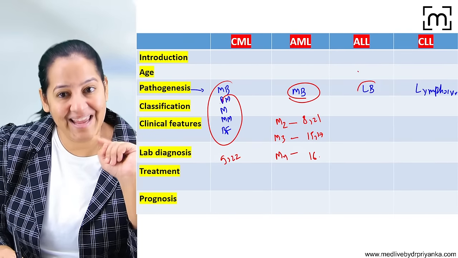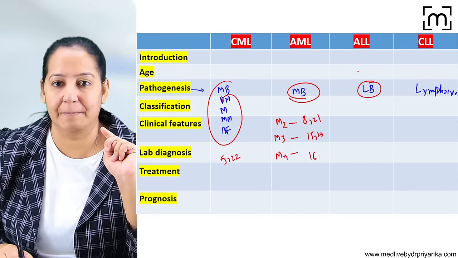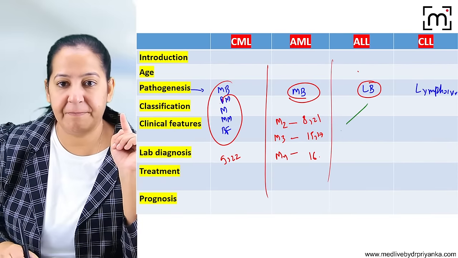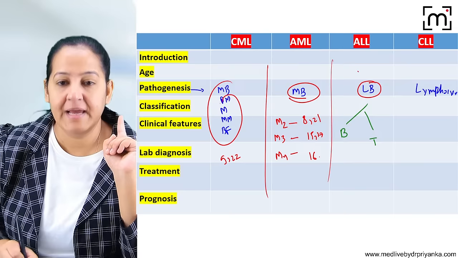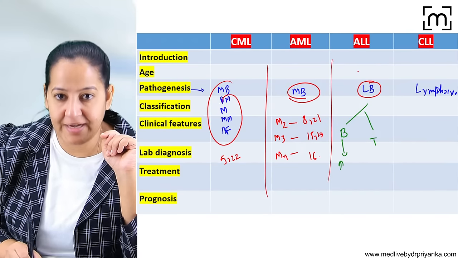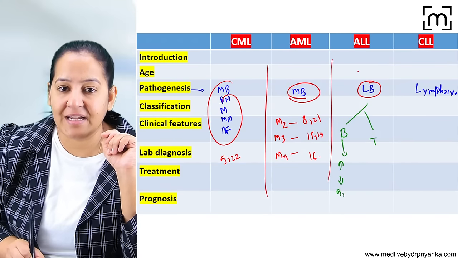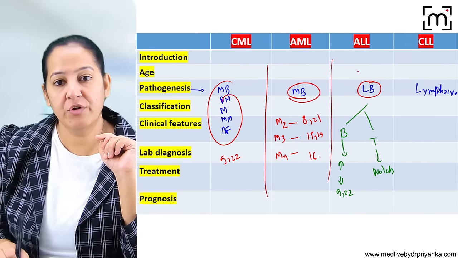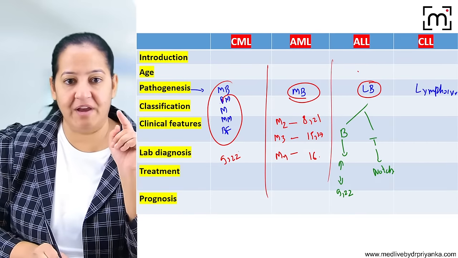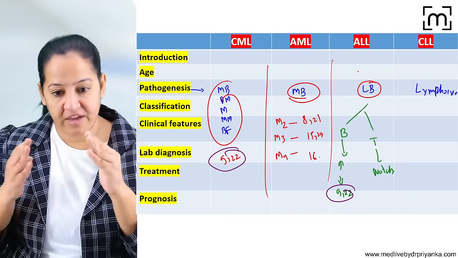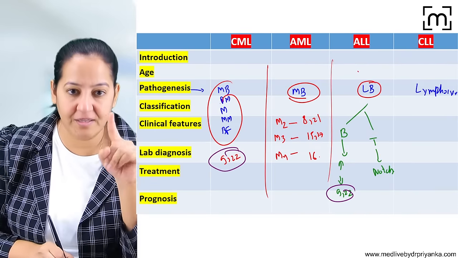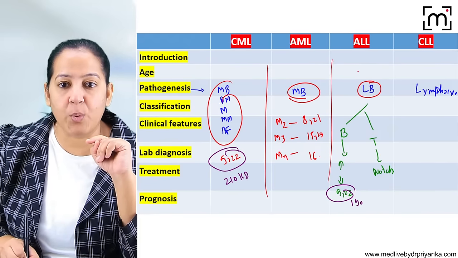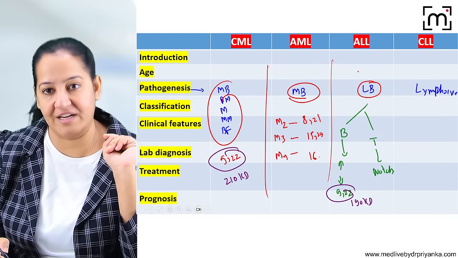In ALL, in lymphoblast, we have two types. What are the two types? Pre-B cell and pre-T cell. In the pre-B cell, it's hyperploidy, hypoploidy, and 9;22 translocation. In the T cell, it's the NOTCH mutation. You will say, ma'am, we have 9;22 in CML. Yes, we have 9;22 here also, so a fusion gene is formed there also. But here the size of the fusion gene is 210 kilodalton, and here it is 190 kilodalton, based on which we can differentiate.